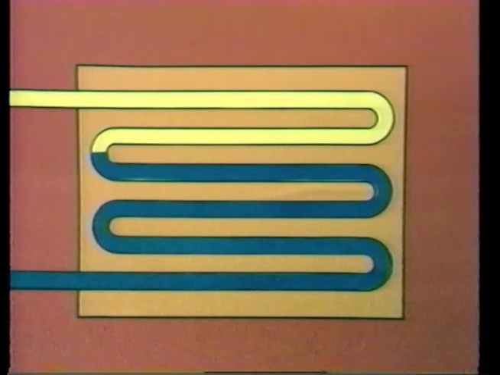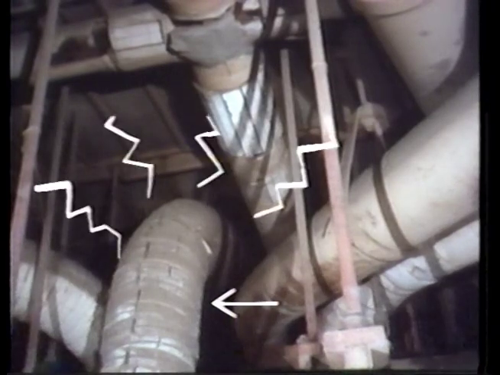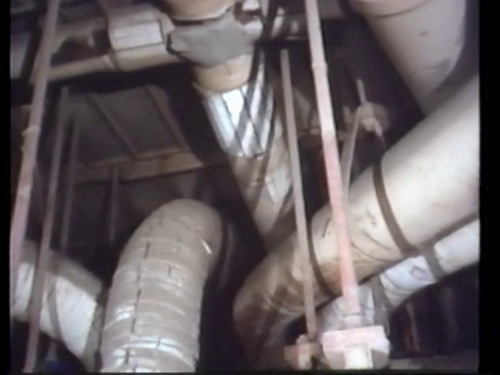But the radiator isn't the only place where condensate is formed. Steam also condenses in the steam lines to the radiator. The temperature of the steam is usually much greater than the temperature outside the pipes. And even though steam lines are insulated, enough heat is lost through the pipes to cause some of the steam to condense.